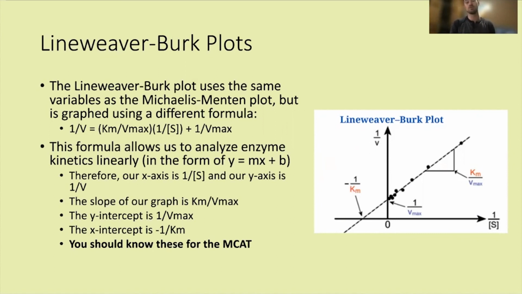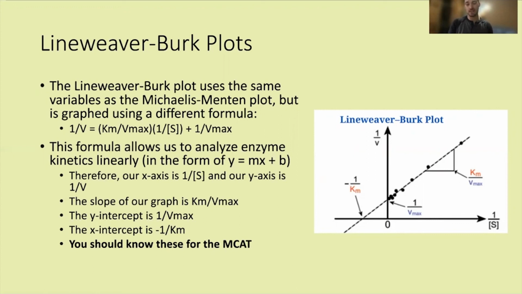So 1 over V equals Km over Vmax times 1 over substrate concentration plus 1 over Vmax. And the reason why we put it in this form is because the formula allows us to analyze the enzyme kinetics linearly. So if you look at that formula, it is in the form of y equals mx plus b. So if we look below, we can analyze that formula, and we can find a lot of information from the Lineweaver-Burk plot about this interaction that we wouldn't be able to find on the Michaelis-Menten plot. So the Michaelis-Menten plot is very good to look at visually because it shows us where it levels off at Vmax, but the Lineweaver-Burk plot is very good for getting quantitative information from the actual reaction.